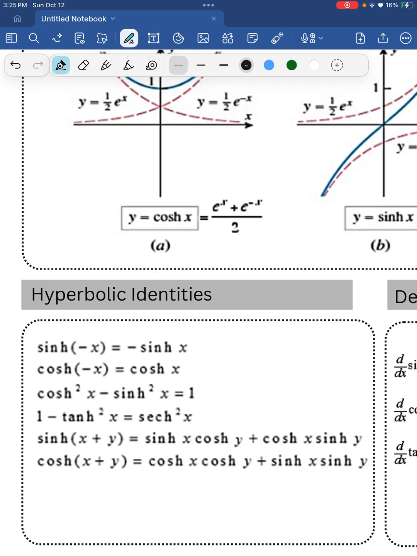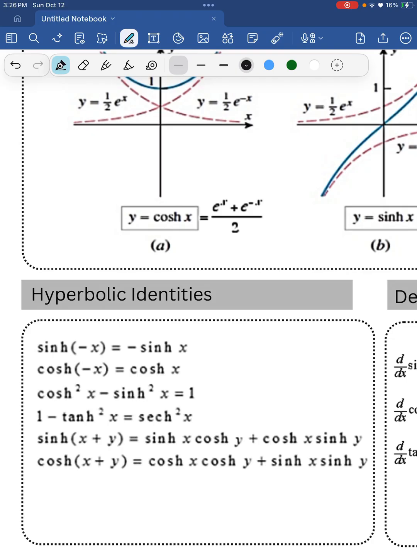Then we have our Pythagorean identity. So cosh squared of x minus sinh squared of x is equal to 1. Same thing with the tangent and secant situation. And then we have the sum identities of sinh and cosh that we're going to have to use. And then what we're interested in, which is the derivative of the hyperbolic functions.